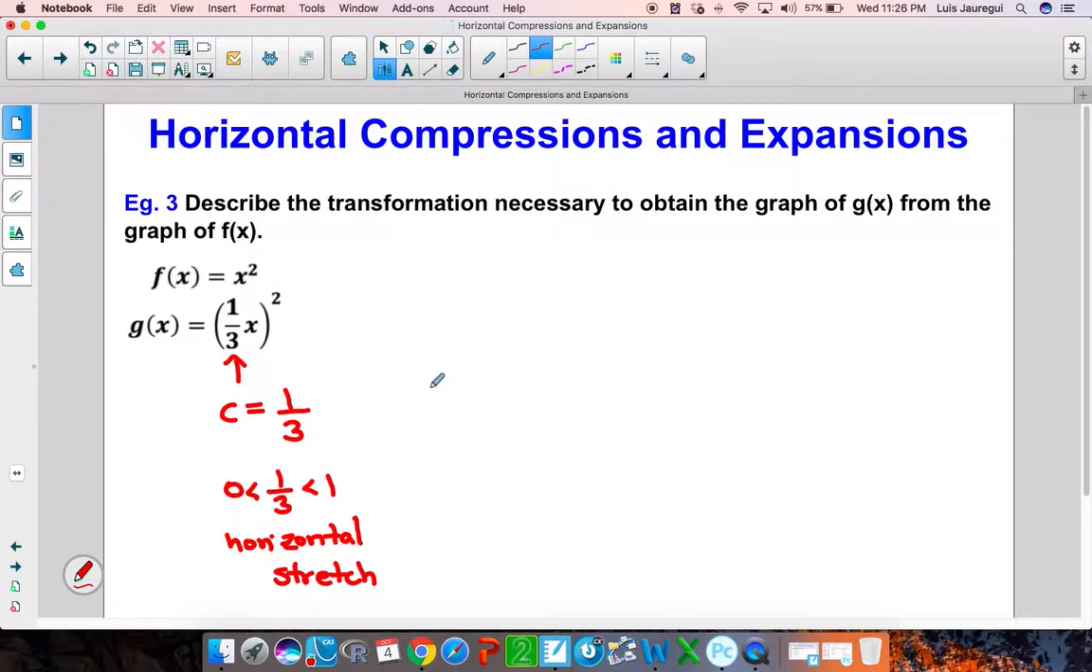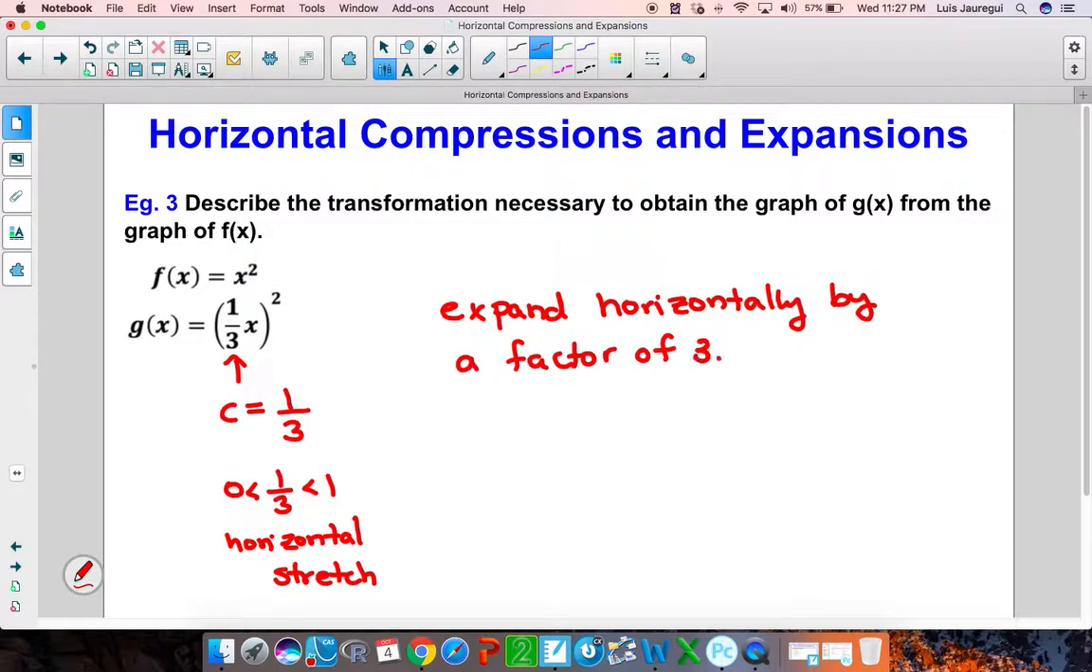But in terms of compression and expansions, we can say that here, all we need to do is expand horizontally by a factor of 3. Okay. Why is that? Well, that's pretty simple because every single one of our x coordinates will be multiplied by 3. Okay.